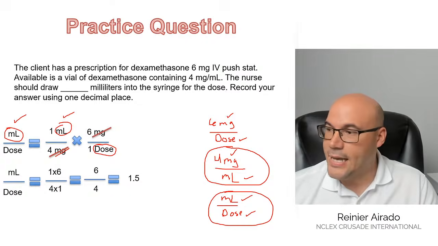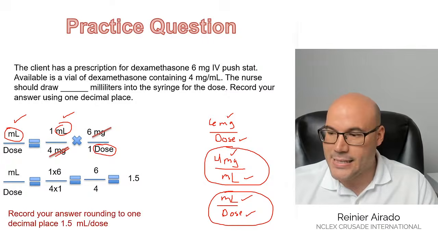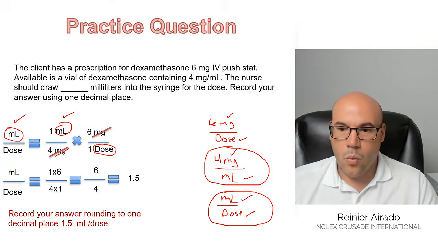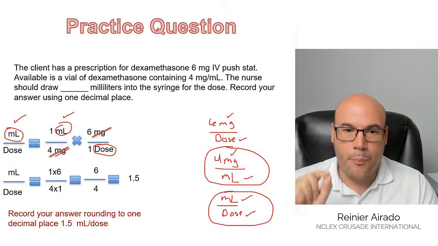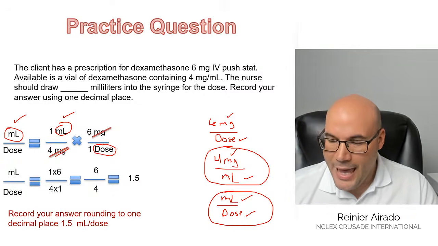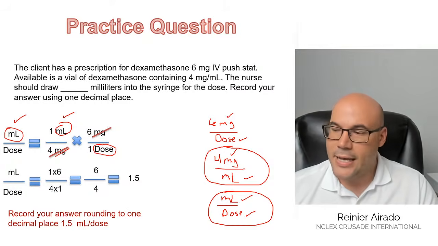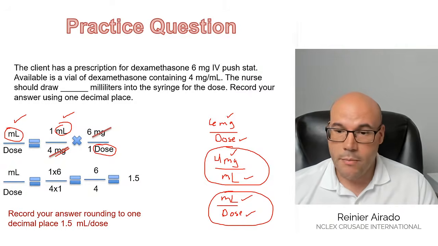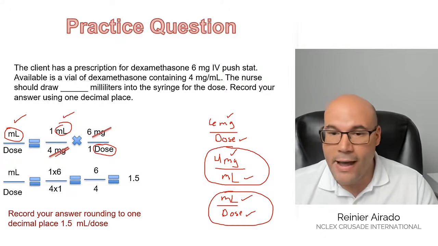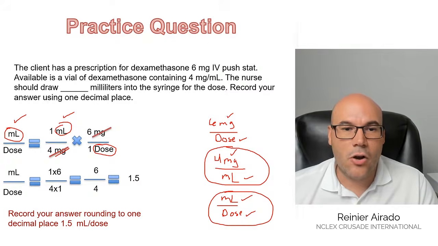Now, it says record your answer using 1 decimal place. So what will be my final answer? What will I put on the NCLEX? I will put 1.5. A frequent mistake that I see here is that some nurses try to round and they come up with a new answer of 2, because they round 1.5 to the whole number and they get a 2 for the answer. But that is incorrect.